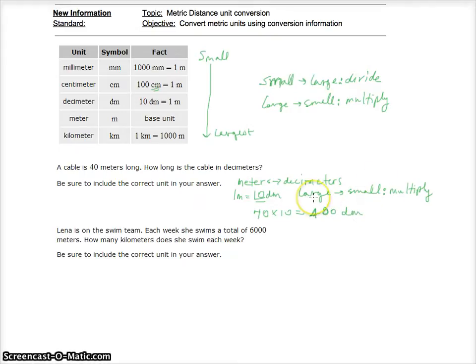Let's look at the next example. Lena is on the swim team. Each week she swims a total of 6,000 meters. How many kilometers does she swim each week? So my question is, how many kilometers does she swim each week? So I have meters to kilometers.